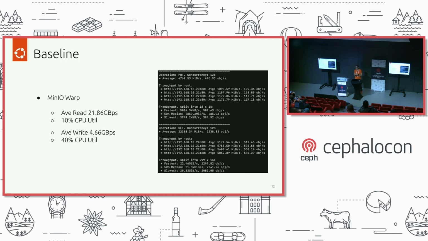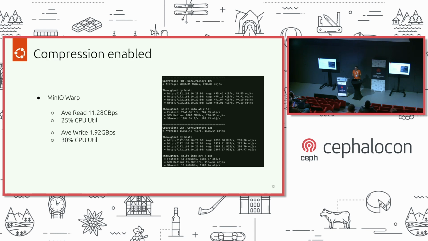So baselining that system, the average read from the system was almost 22 gigabytes per second, with an average CPU utilization of around 10%. I'll go through these results now, but I'll show them in graphical form in a second. It'll make it a little bit easier to digest. The average write throughput, 4.6 gigabytes a second. Obviously, the CPUs are working a bit harder when we're writing, so the utilization was certainly higher.